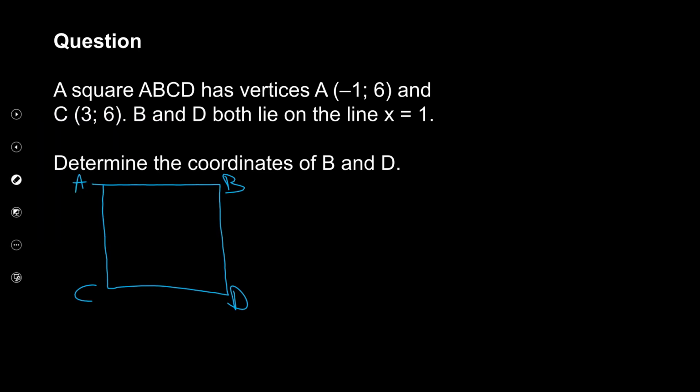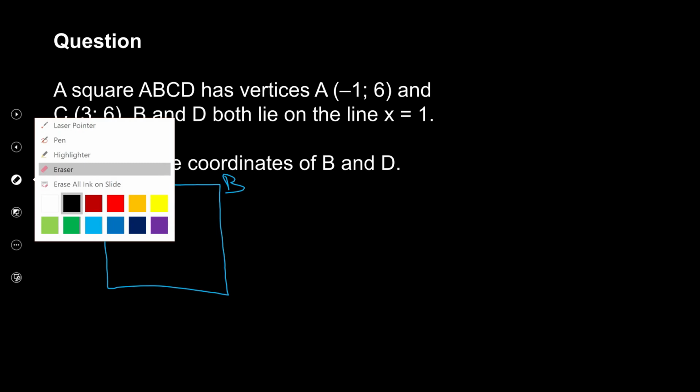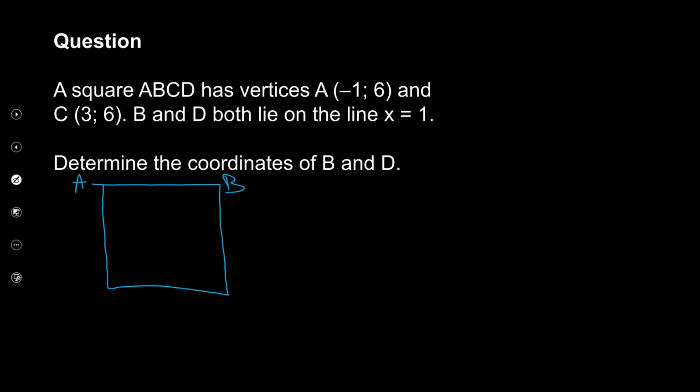Before I can even look at the questions, I first need to make sure that I draw my diagram so that I understand what I'm talking about. And then a square has all the sides equal, right? And then we are being told that the vertices of this are A (-1, 6), and then C will be (3, 6).